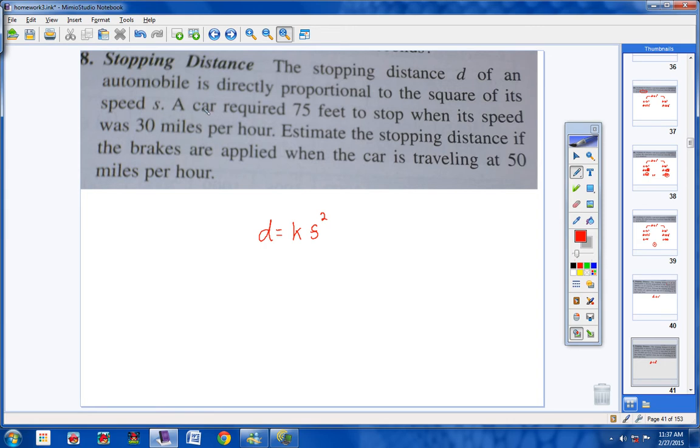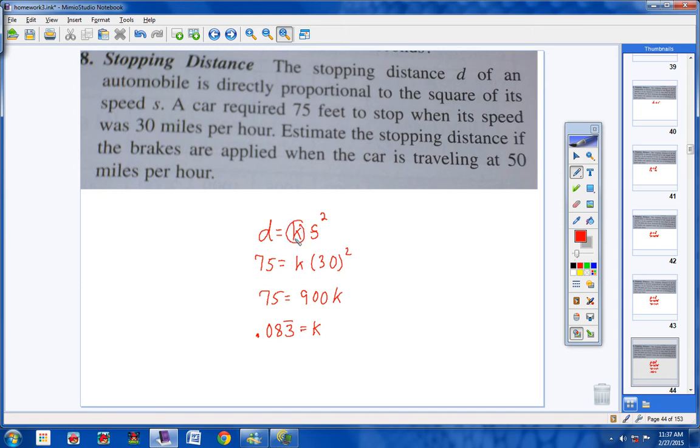Now, notice they tell me this. A car requires 75 feet to stop when its speed is 30. So they give me a stopping distance and a speed. Would it not be really easy to solve for k real quick? Let's just go ahead and solve for k really quick, just in case we need to. So my distance is 75 and my speed is 30. Alright? So let's see what we get here, okay? We make our substitutions, we get this. Square 30, you get 900. Divide both sides by 900 and you get 0.0833333. So where the k is right here, I'm going to put 0.083 and there's my model.